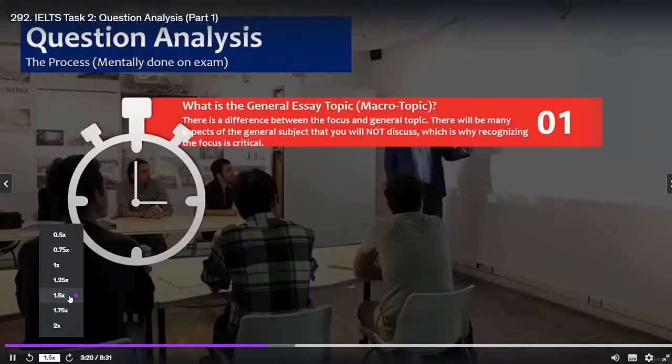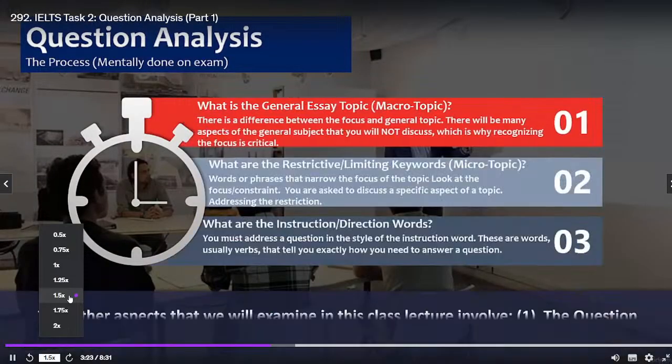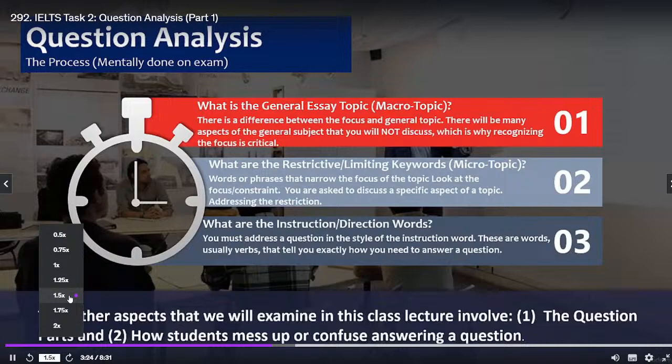So let's talk about the process. On the exam, you would mentally do this question analysis process. However, you can also write it down on your note paper or whatever. I like to write it down because having it in front of me allows me to stay focused and stay inside the box of the question. So a basic question analysis involves three parts.